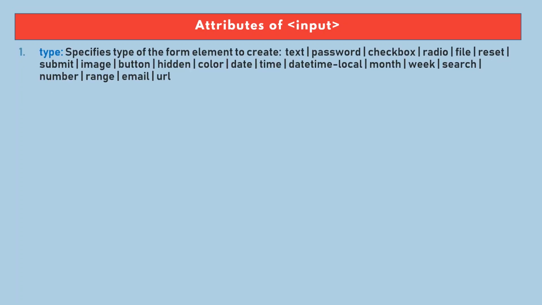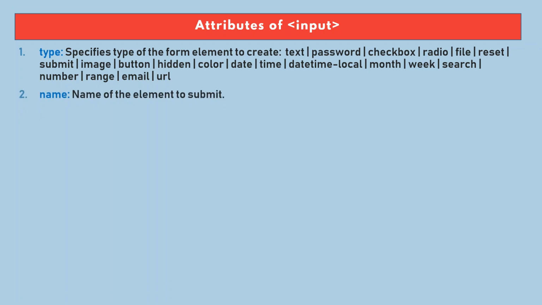And we have several attributes of the input tag. The first attribute is the type attribute. The type attribute specifies the type of the element that you want to create. Means whether you want a text box or password or checkbox, radio, or what type of element you want to create. There are so many options. Any of these options can be specified in the type.